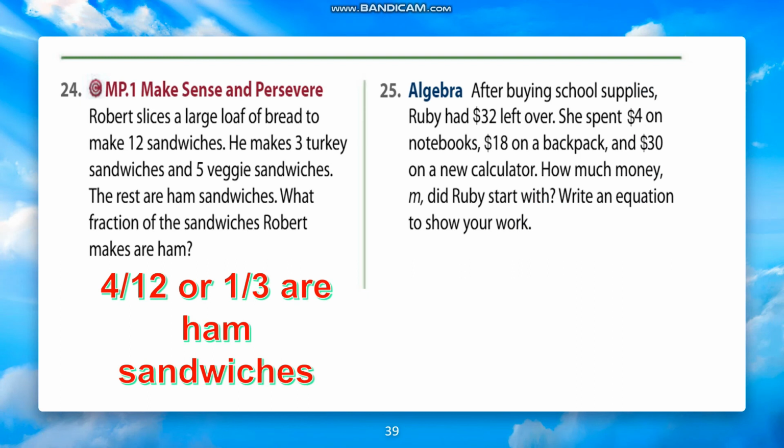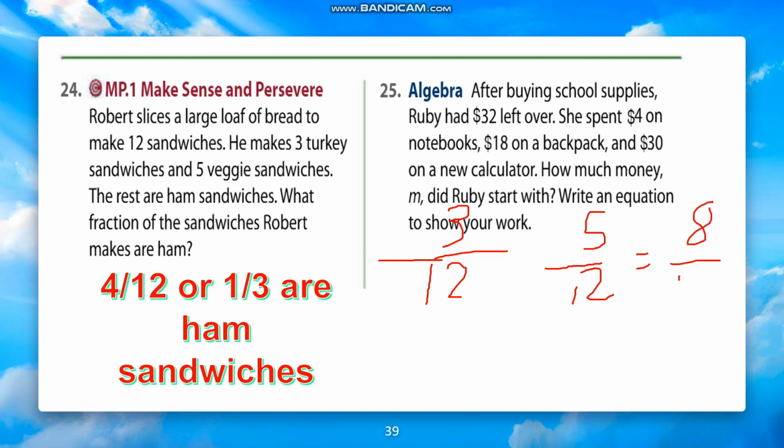Why? Because the total number of sandwiches is 12. So we have 3 turkey sandwiches out of 12. We have 5 veggie sandwiches out of 12. So this becomes 8 out of 12. So the remaining is 4 out of 12, which is ham, to make it as a whole. So the answer is 4 out of 12, or one-third, are ham sandwiches.